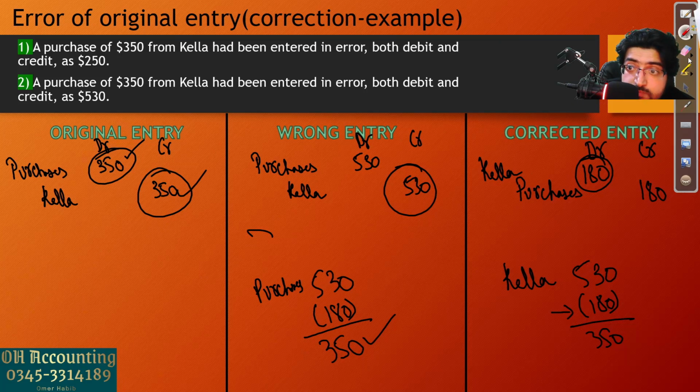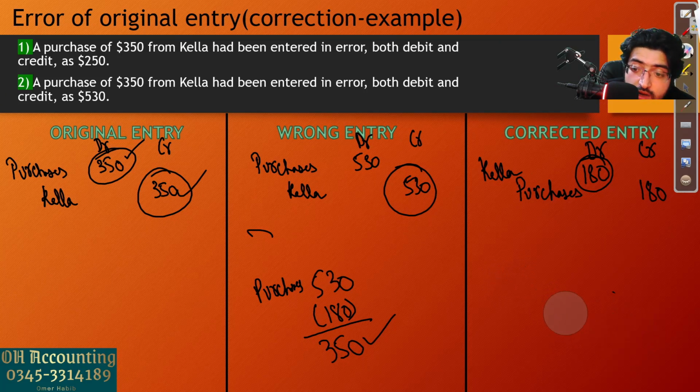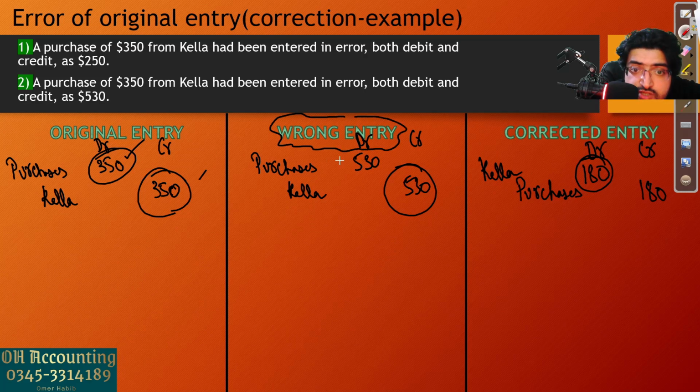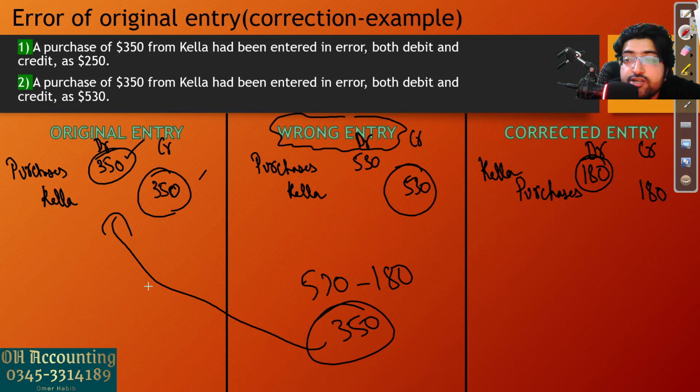Our aim is to bring the correct values of the accounts in the question. One second. Okay, so let me repeat this. Our aim is to correct the errors that we are making. It is not to just re-record the original entry, because we have already made a wrong entry. So we will just make changes to this to bring the amounts back to what they should have been. So if we recorded 530 purchases by mistake, we will subtract 180 out of that to bring it back to 350, which is the original amount that should have been.